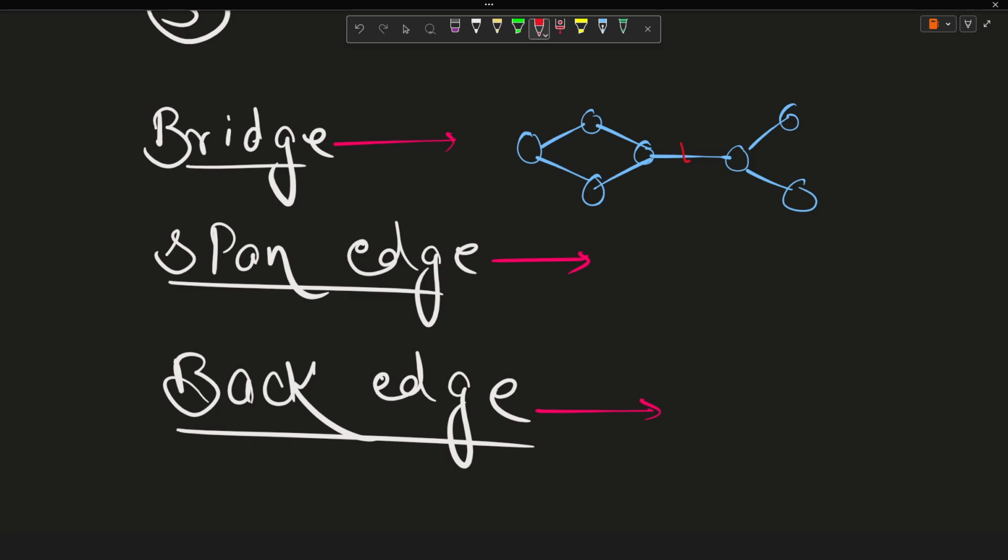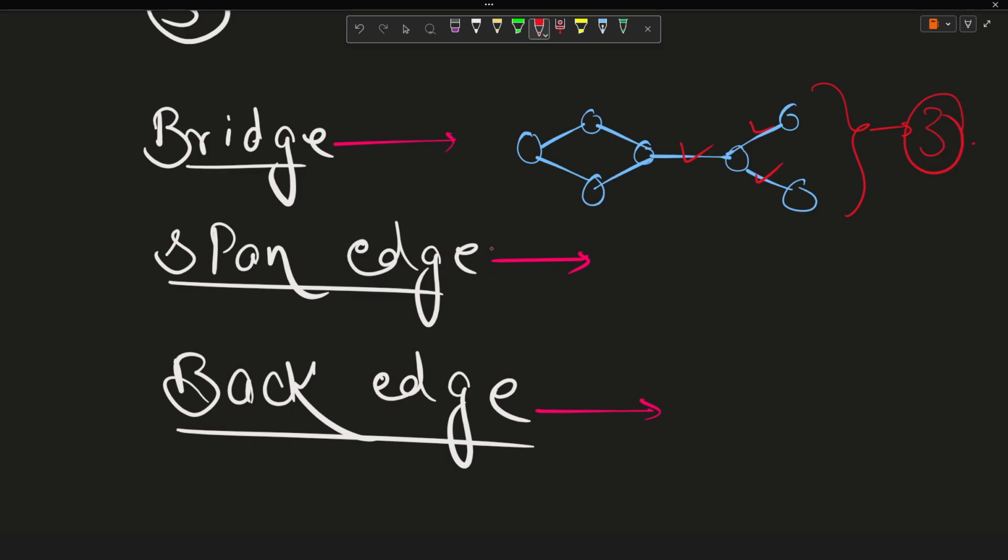So it means that this edge is a bridge because when we removed it, the total number of components increased by 1. Similarly, if I try to remove this edge, then again the total number of components increased by 1, right? So it means that this edge is also a bridge, and similarly this one is also a bridge. So in this graph there are a total of 3 bridges, right?